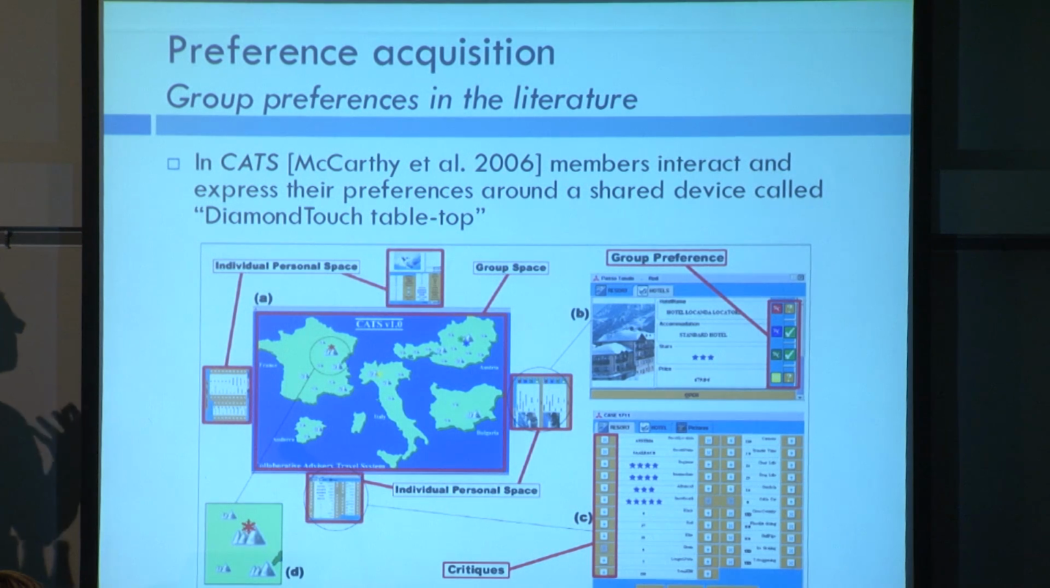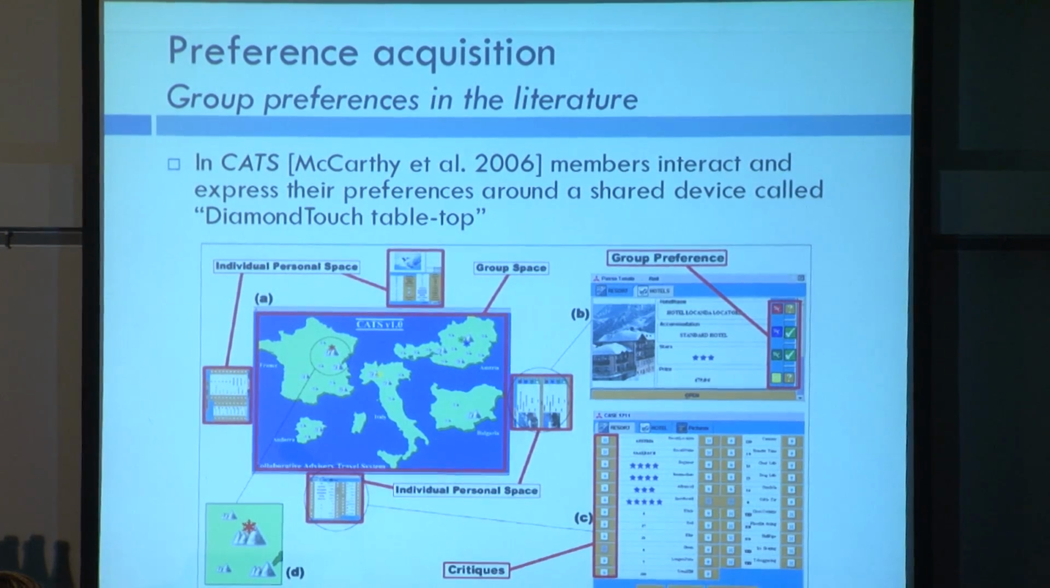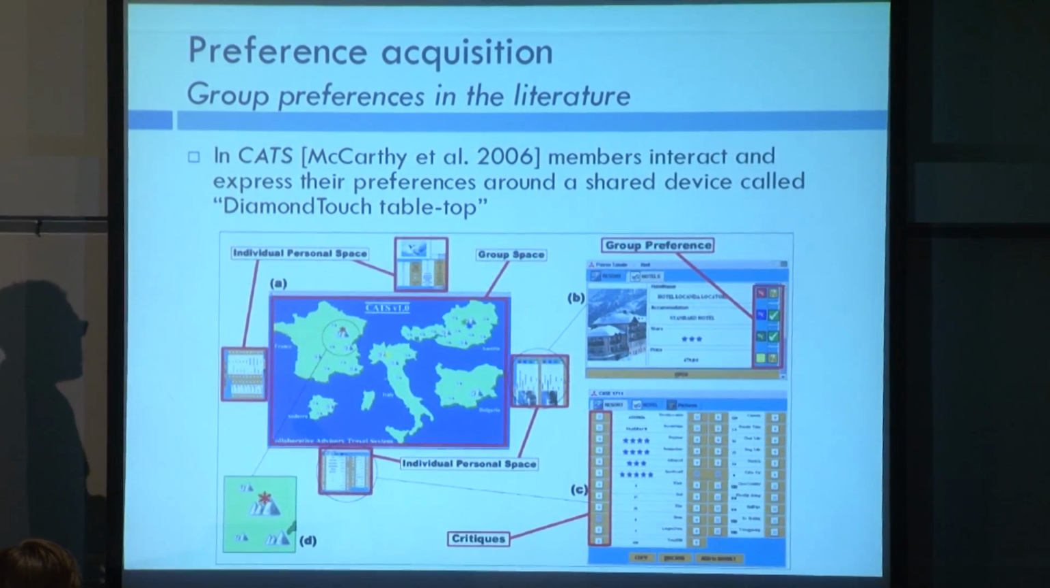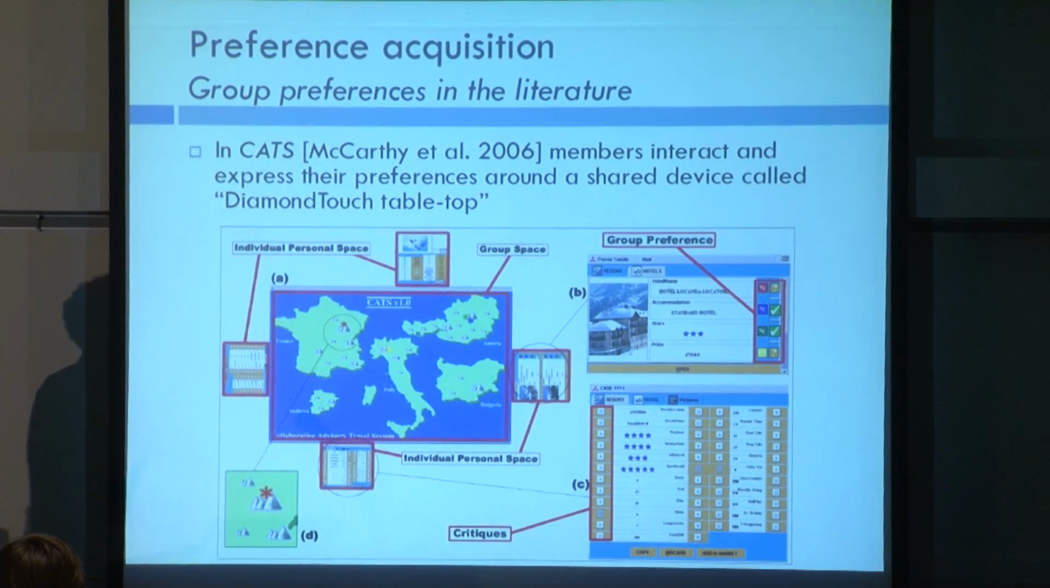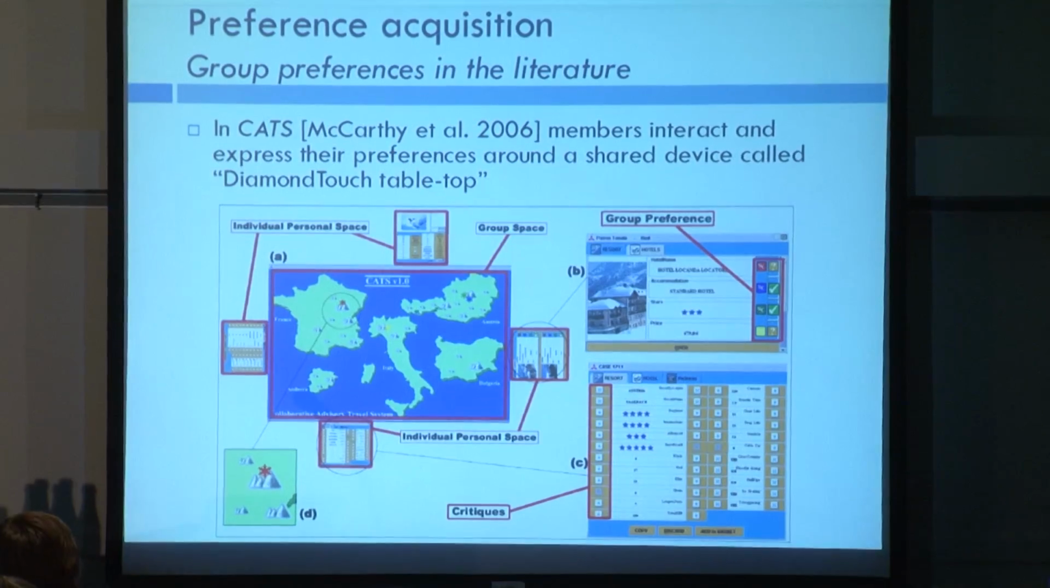Let's consider some systems that allow users to express group preferences. CATS is a group recommender system in which the members can interact and express preferences around a shared device, which is called Diamond Touch Tabletop. As you can see, each user has what is called an individual space in which she can express the individual preferences.